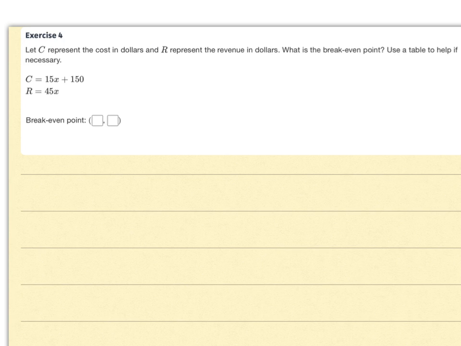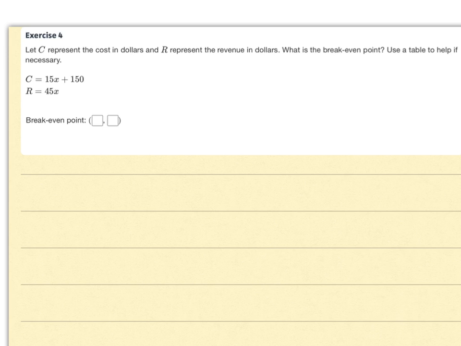Now, we have some questions like this in our homework, so I would like to look at number 4 from the homework. It does not give you a graph to solve. So we don't have to graph these revenue and cost equations in order to figure out what the break-even point is. What we can do is just use substitution.